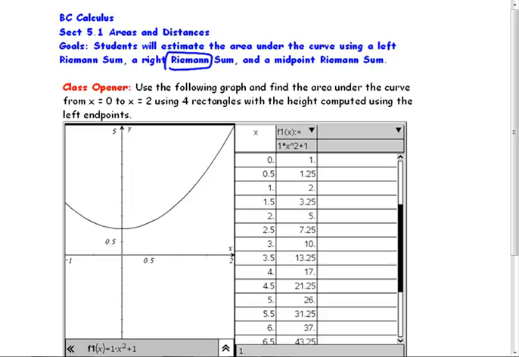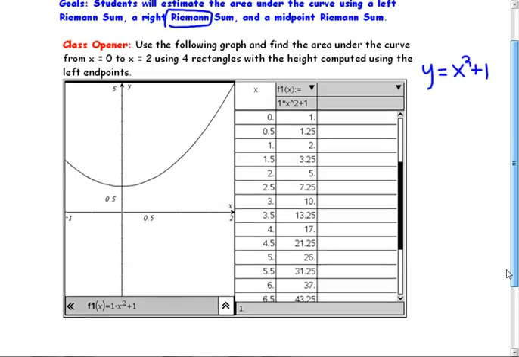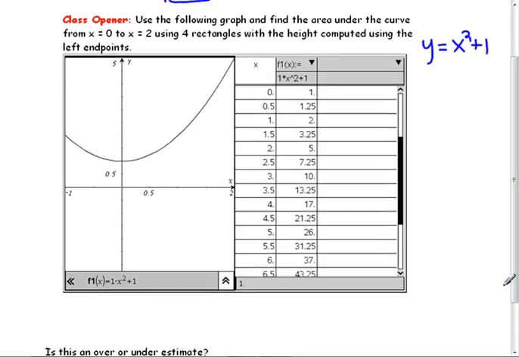All I did here in my class opener was use this graph to find the area under the curve using 4 rectangles. This is x squared plus 1. This was done off an older Inspire, which didn't do pretty print. So I'm going to divide it into 4 rectangles, and I like to do halves. What's nice about the Inspire is it does actually divide it up. It shows you the graph more accurately than an 83 or 84.